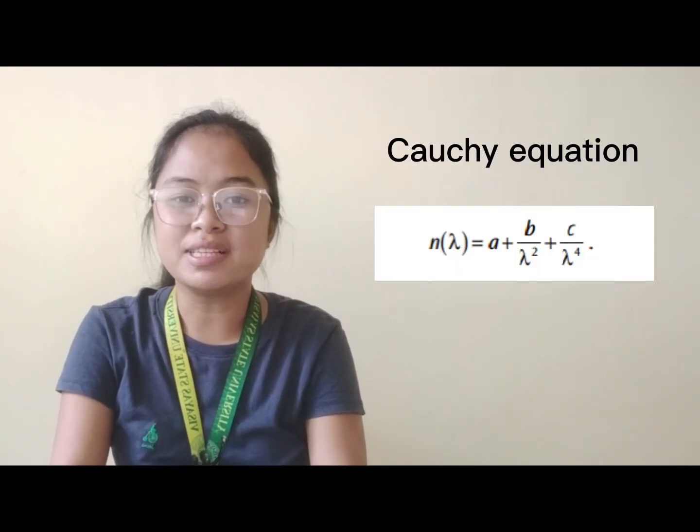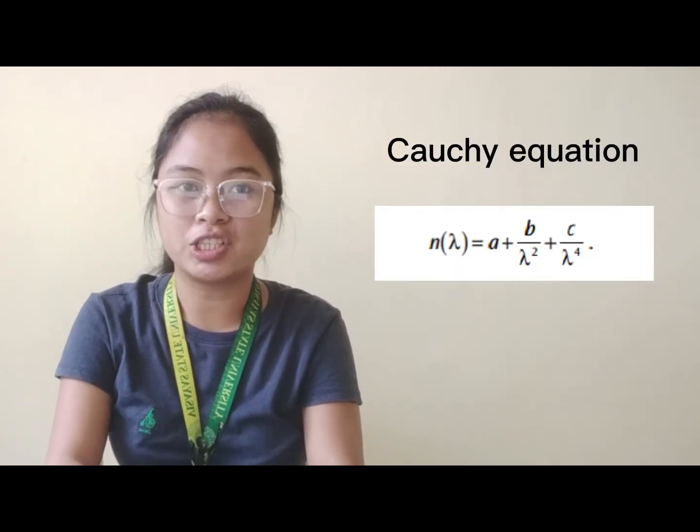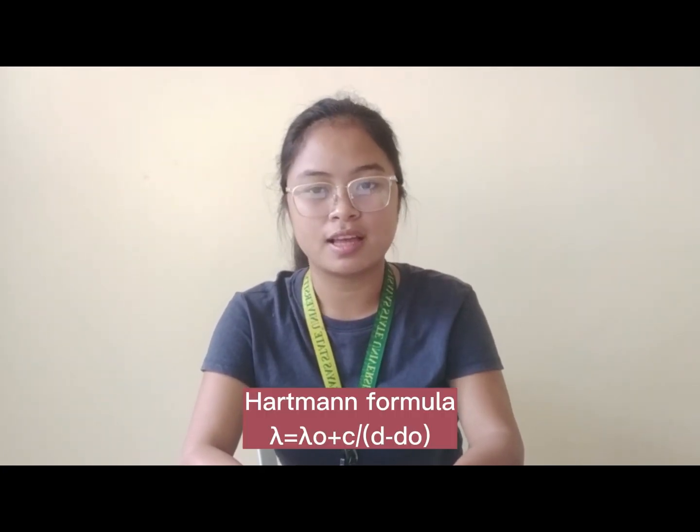In the visible part of the spectrum, the refractive index decreases as the wavelength increases. This can be described by the Cauchy equation in the following form. In principle, it is possible to obtain a mathematical description for a calibration curve from the equation. However, the Hartmann dispersion formula turns out to be better suited to the purpose.